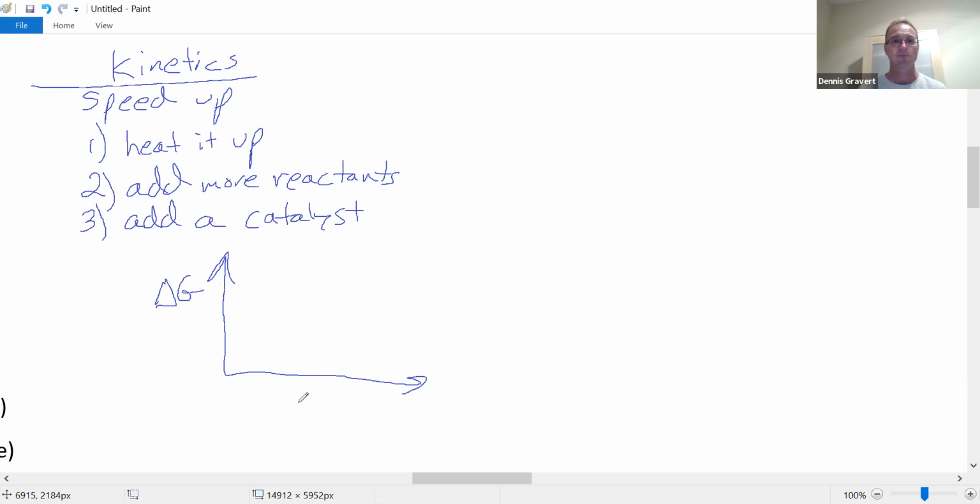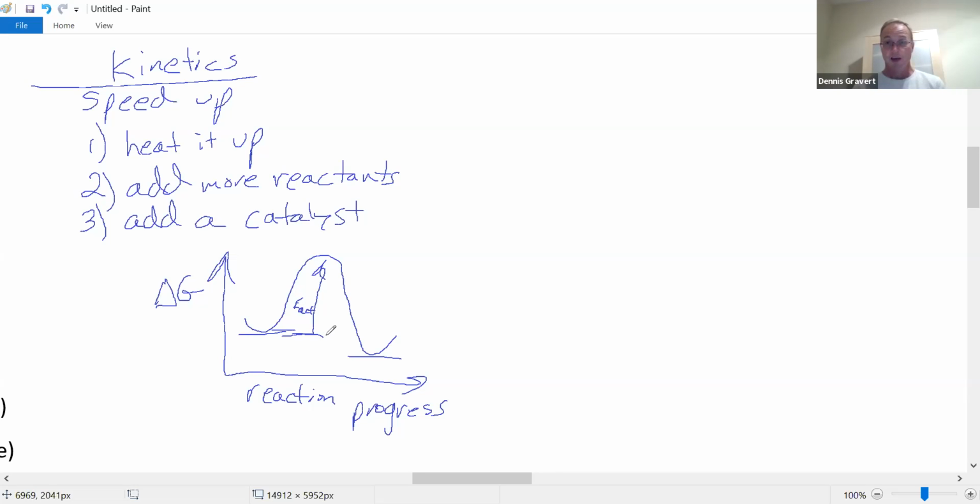Let's just do delta G, or reaction progress. And let's start high and low. I'm going to put a big old hill here. Okay, large hill, size of the hill is where you start to the top of the hill. That's your activation energy, very large, makes for a slow reaction. Or in other words, at room temperature, let's say, these molecules are bumping each other and they don't have enough energy to break those chemical bonds, doesn't have enough energy to get to the top of this hill.